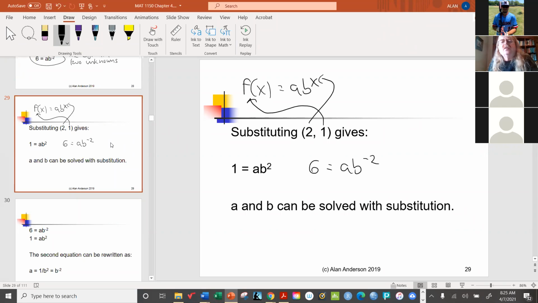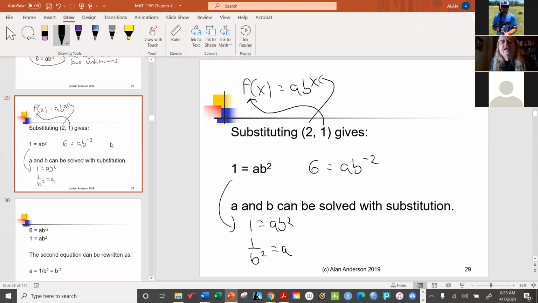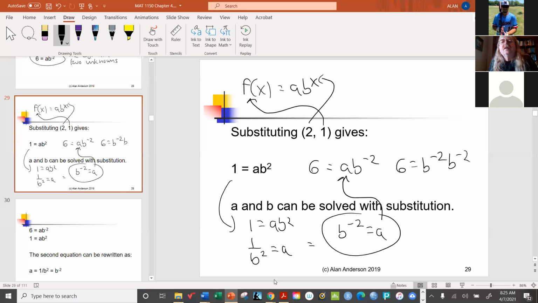Now, this can be done in several different ways. Ideally, what you want to do is take one of these equations and rewrite it in terms of either a or b. So let's say you choose this one. What I can do now is divide both sides by b squared. And I can also rewrite that, if I choose to do so, as b to the -2 equals a. Now this a can go into this expression. And that implies that 6 equals b to the -2, b to the -2. 6 equals b to the -4.